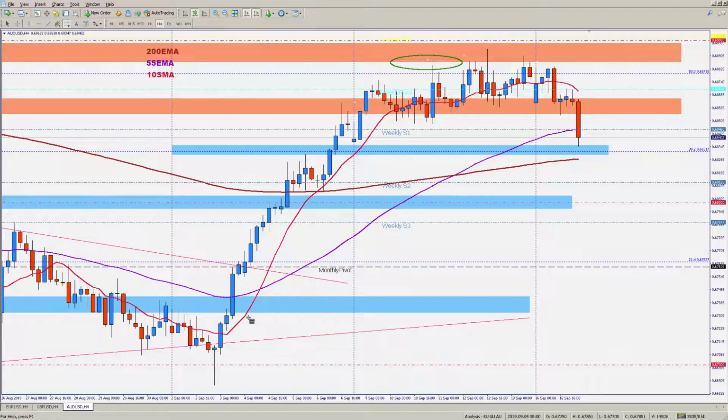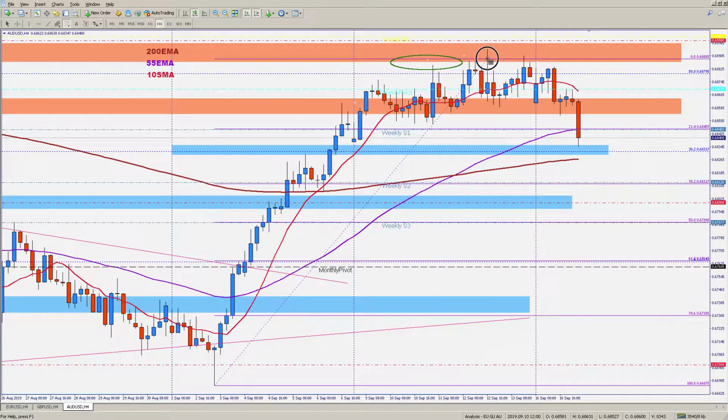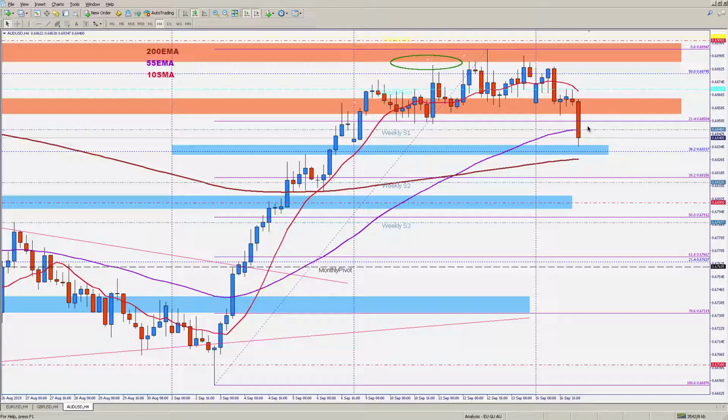We can also take a look at the short-term retracement levels. The 38 Fib retracement level is near the weekly S2 pivot. So there is a potential target area as well as an area of support just above the round figure of 0.68, which is definitely a key support area.